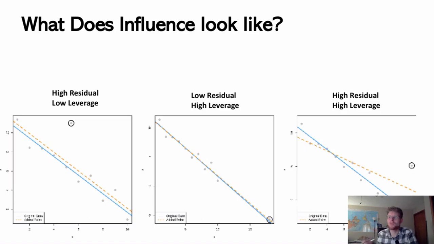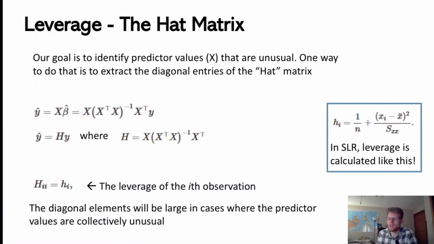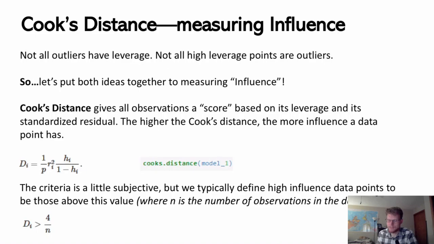It also has to do with its position with respect to the x-axis. The orange line represents how this line moves, and we can see that only when both ideas come together, both leverage and high residual, do we see that significant shift in the model, in that line. So that's why we care about both these ideas being present together.